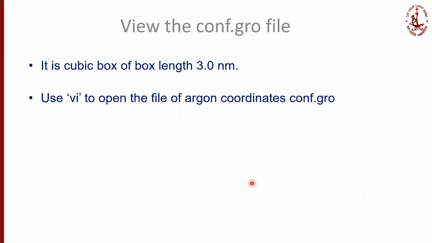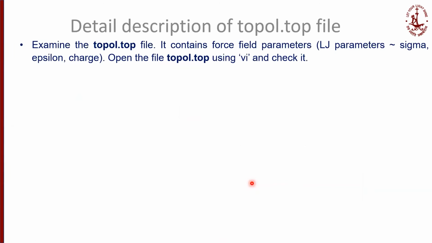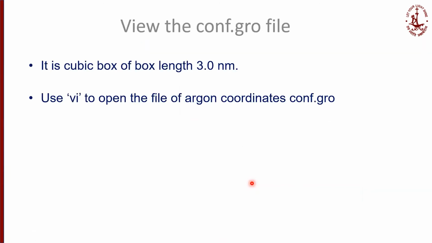Once you have that GRO file, you can use the vi command to open the file and see what is written. It will give you the coordinates in nanometer, and it will also have velocities of the argon atoms. That's the difference between a GRO and a PDB file.